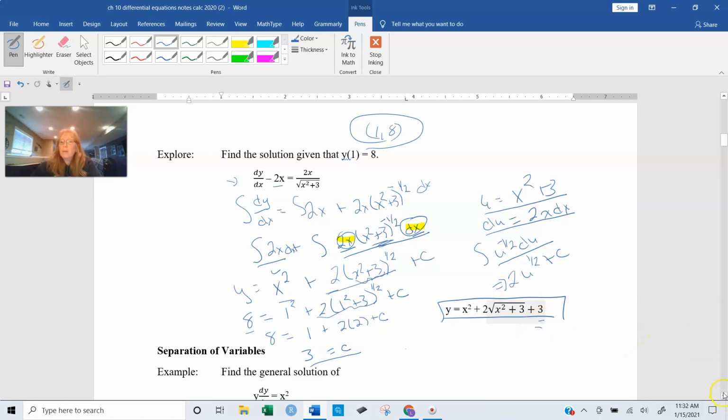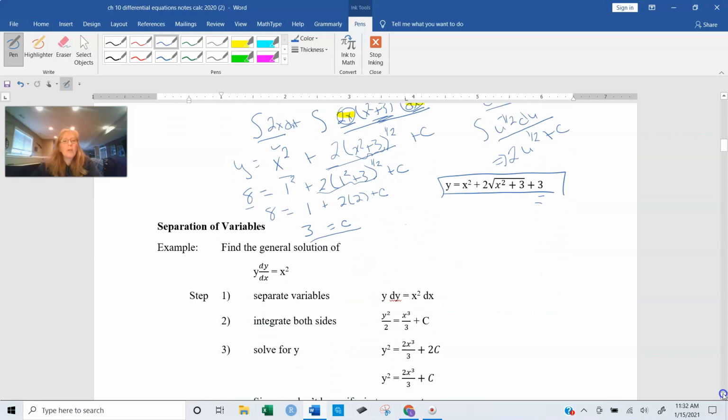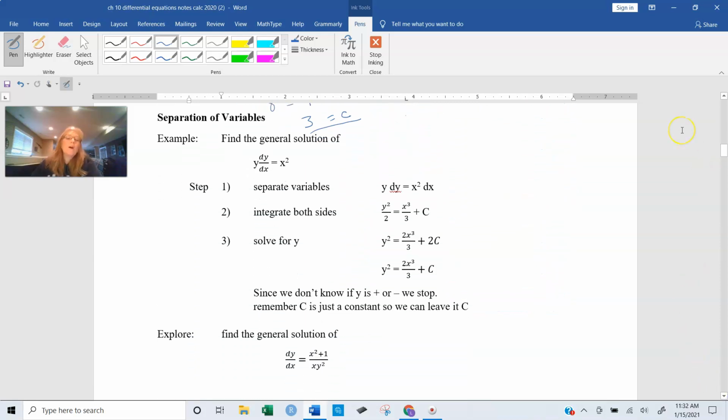Not bad, huh? All right, let's see if we can get a little bit more challenging here. This is called separation of variables. I have a y and an x squared. Well, this means I want to put the dy with the y variables and the dx with the x variables. So I need to multiply the dx up, is what we've done here.